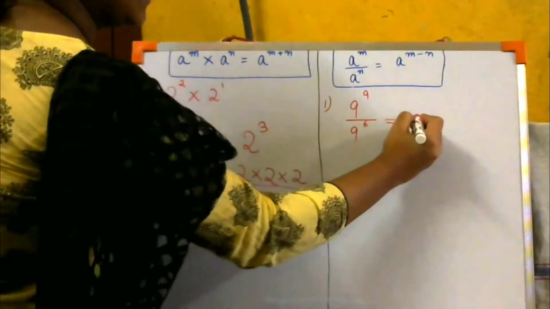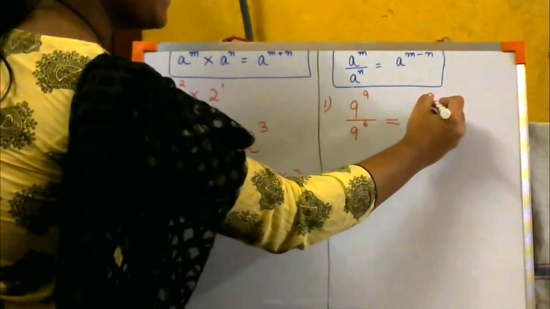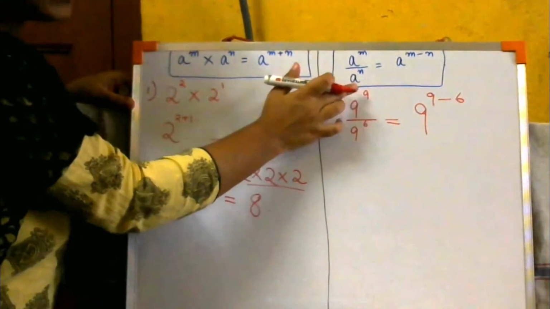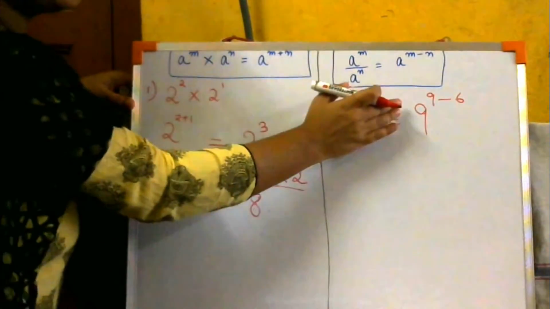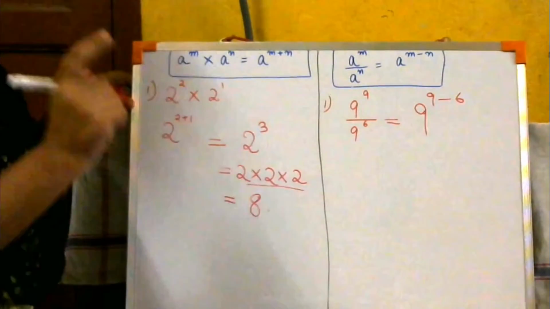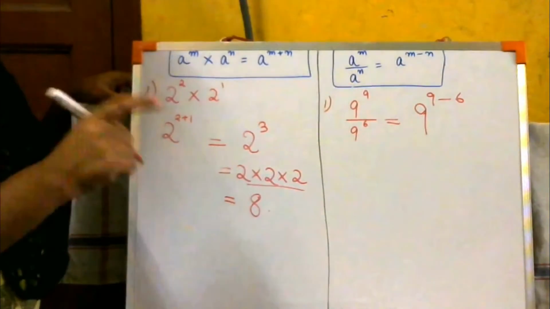We are going to write a to the power m minus n. यहाँ पे m कौन था? 9. n कौन था? 6. That is why 9 to the power 9 minus 6. We are just going to minus the powers. We are minusing the powers.